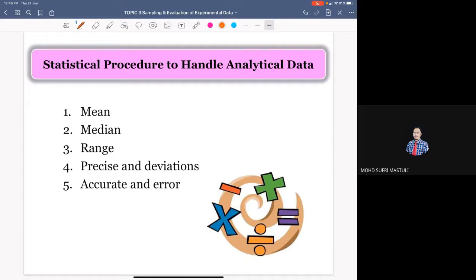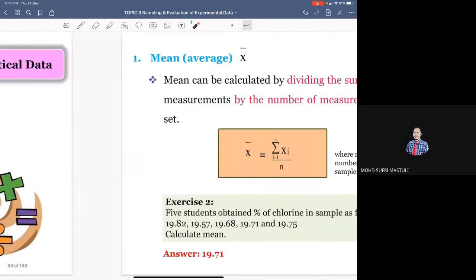Under the subtopic evaluation of experimental data, in the last video, we talked about three types of error: systematic, random, and inverse errors. So now we try to evaluate the experimental data using statistical procedures. In this video, we will focus on the mean, median, range, precision, deviation, accuracy, and error.